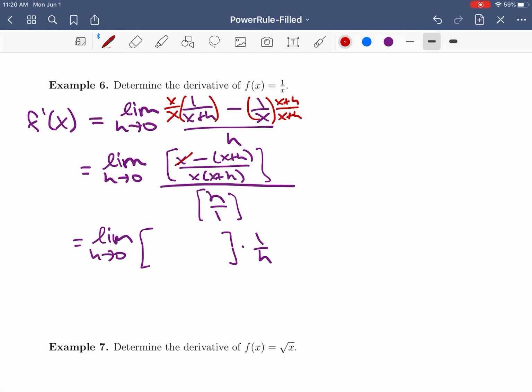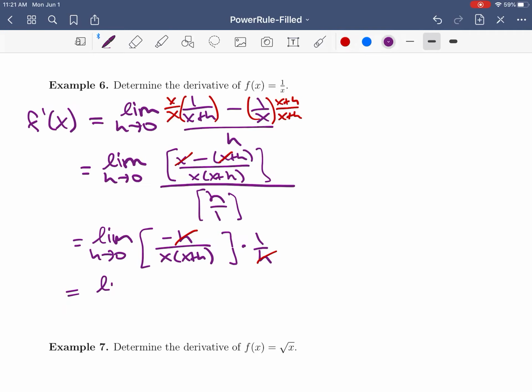So I have x minus x. So those go away. The minus has to go through though. So I get minus h over x plus h. And that's times 1 over h. So I flipped the bottom one and then multiplied instead of divided. Now I can cancel these h's because they're multiplying, and one's on the top and one's on the bottom.